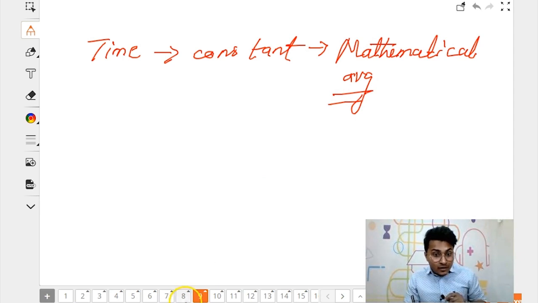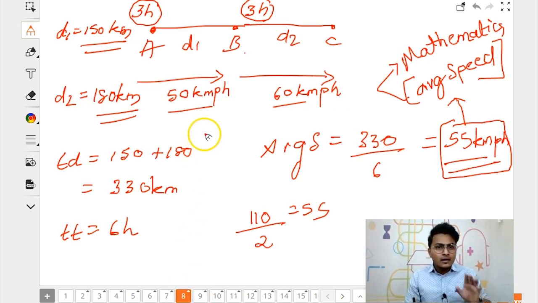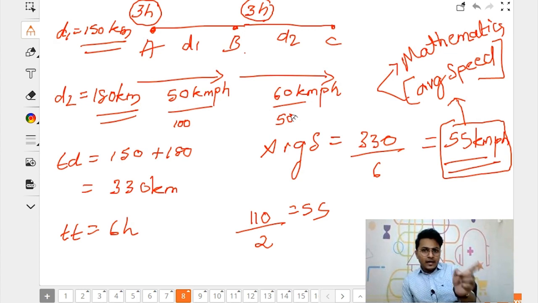Got a point? Similarly, if I just ask you a question, the time remains the same, 3 hours and 3 hours. I just change the speed here. I will ask you 100 and I will ask you 50. Okay, 100 kmph between A to B and 50 kmph between B to C. What is the answer you are going to give me for average speed, guys? 150, very good. You will add 100 plus 50, 150 divided by 2. How much is that? 75 kilometers per hour. Great work. Awesome.